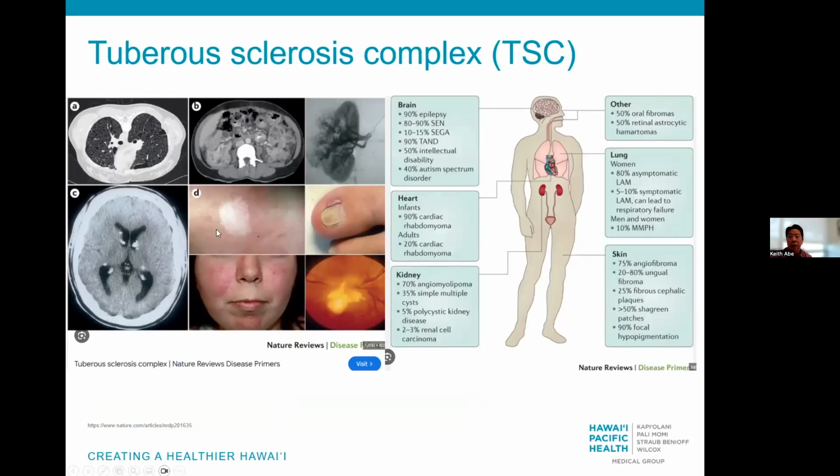Again, it's just a constellation of findings. Once you see one, you want to be looking for the others to help with nailing down the diagnosis. So here's the lymphangioleiomyomatosis in the lungs, angiomyolipomas in the kidneys, the subependymal nodules that are calcified here, hypomelanotic areas, angiofibromas, ungual fibroma, and then often there can be pressure problems behind the eye.